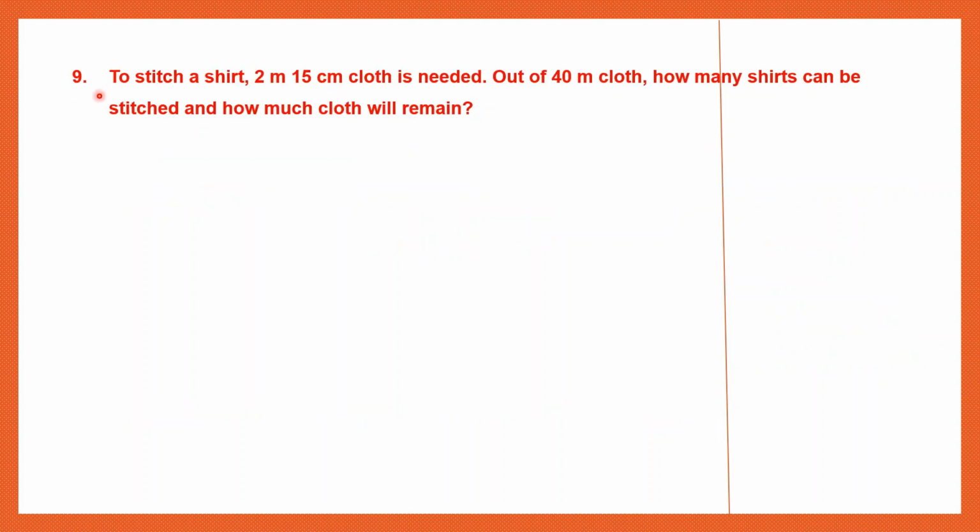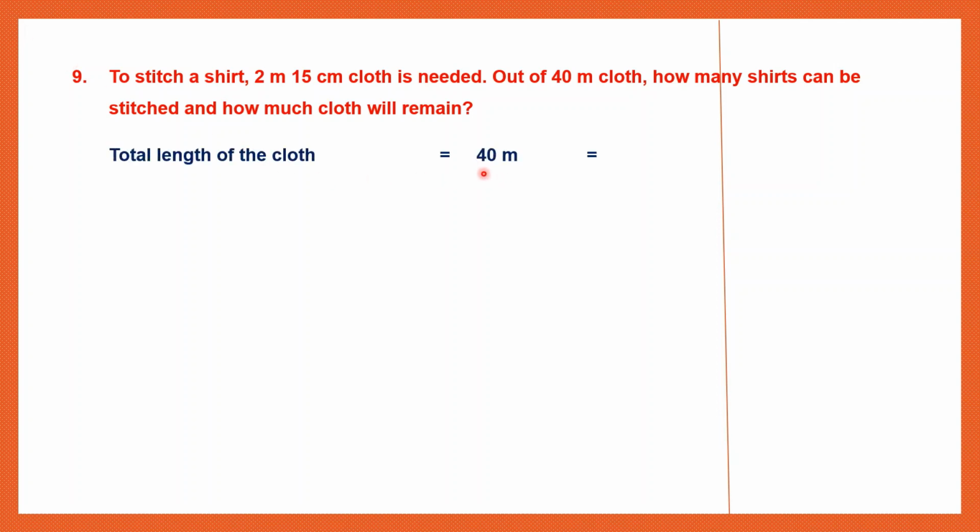Next, question 9. To stitch a shirt, 2 meters 15 centimeter cloth is needed. Out of 40 meters cloth, how many shirts can be stitched and how much cloth will remain? So here to stitch one shirt, we need so much of cloth, and how much of cloth is there? 40 meters is available. Now the question is how many shirts can be stitched out of this 40 meters and how much cloth will remain? So let's begin our statements. Total length of the cloth is 40 meters.